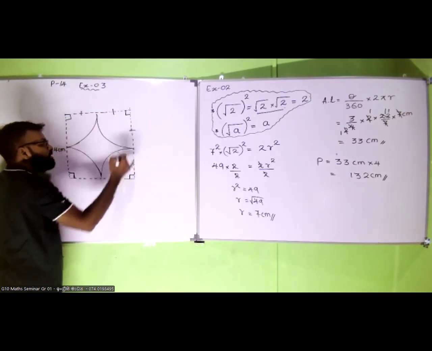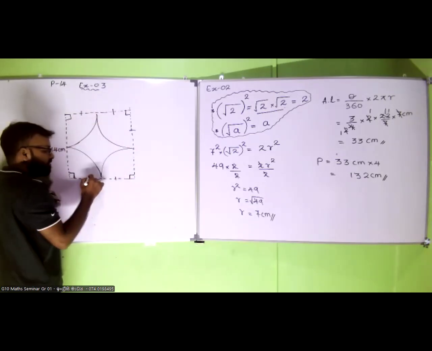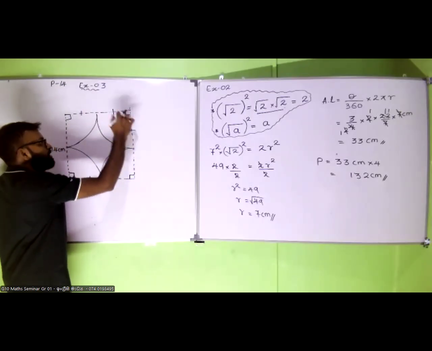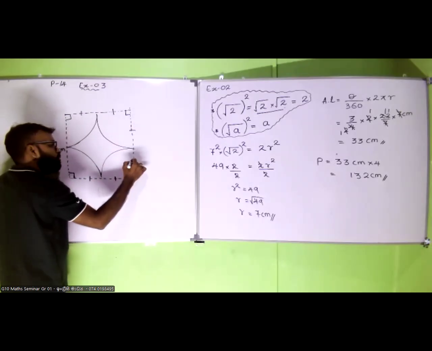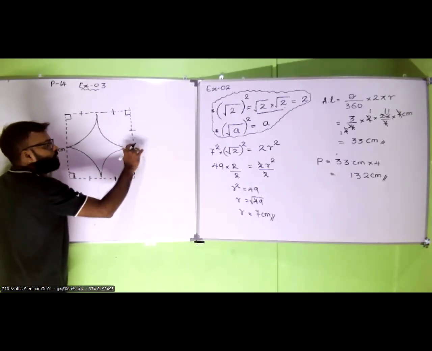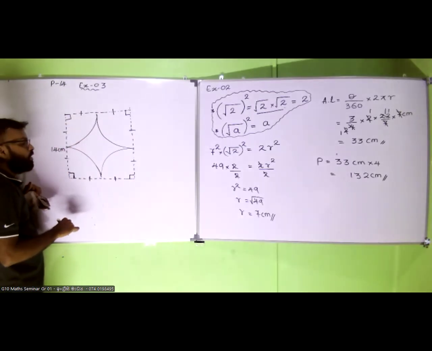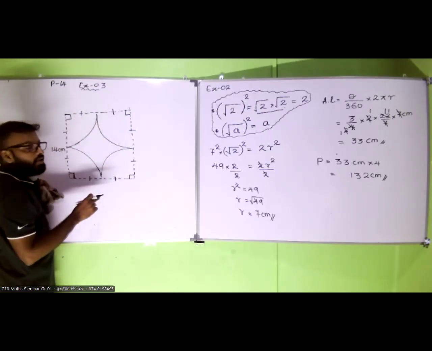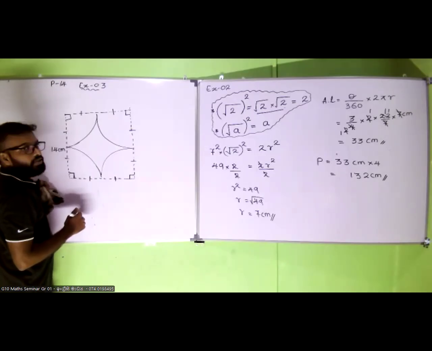You have to figure out that this is a square, so these corners are 90 degrees and these lengths are equal. If these two lengths are equal and this length is equal, definitely this length is divided into two equal parts, so this length as well. You have to understand it by looking at the figure and using the given data.